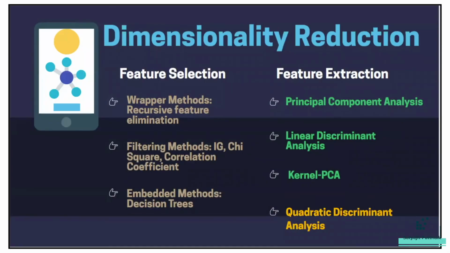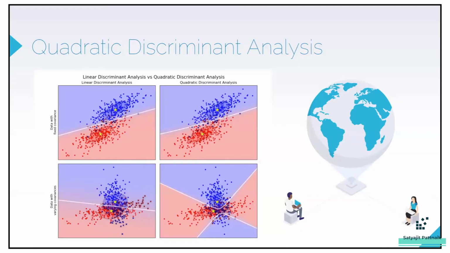So the next topic is all about quadratic discriminant analysis. Now, what exactly is quadratic discriminant analysis? QDA is very much related to LDA. Let's talk about quadratic discriminant analysis. Now, this particular image actually helps us explain the basic difference between LDA and QDA.